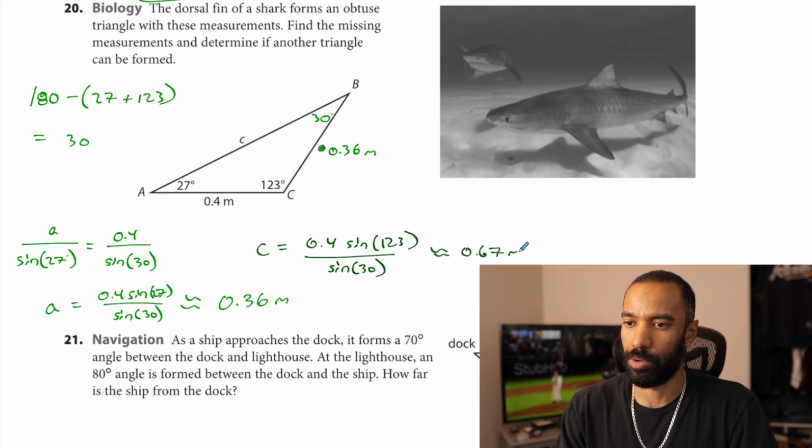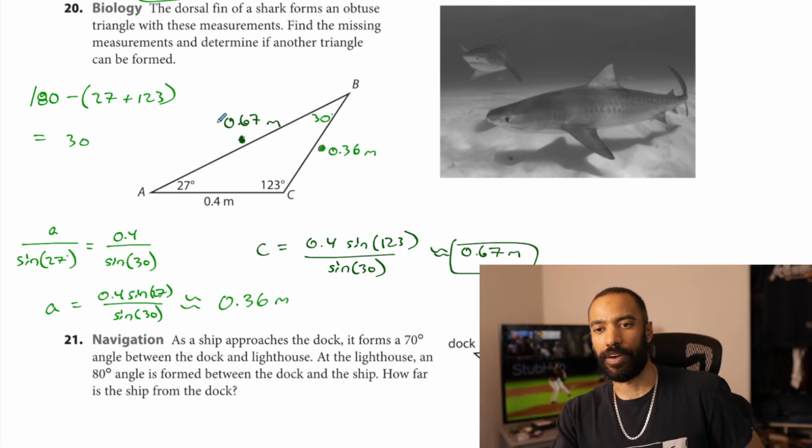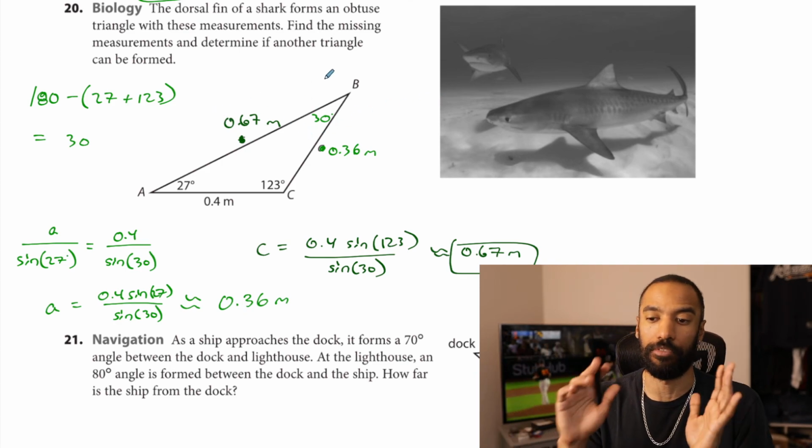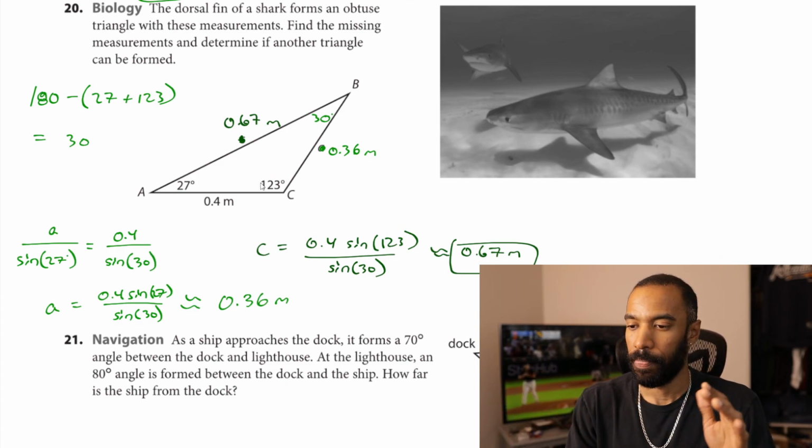So let's just do that. 0.67. The dorsal fin of a shark. So 0.67. There. All right, we found our values there. And no other triangle can be formed. We have an angle side angle case here, not an angle side side or side side angle.